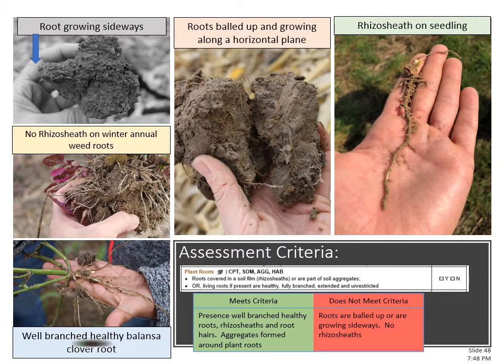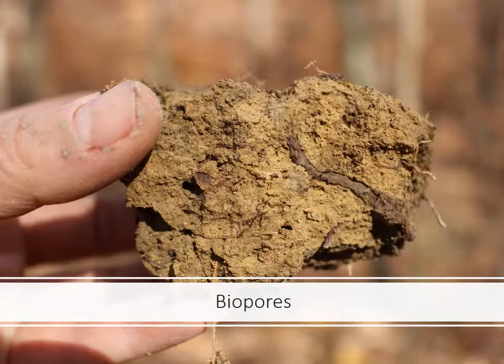And then lastly, we want to look at this balansa clover root that we have growing here. Notice that branching that we're seeing. Again, it talks about being branched, healthy roots, and how that main taproot is going straight down into that soil profile. So this is a great example of a plant that's meeting assessment criteria.